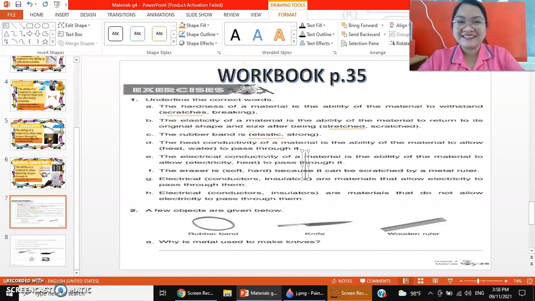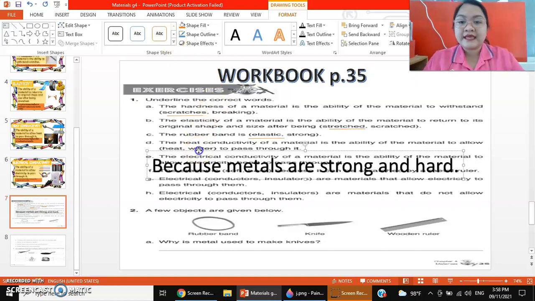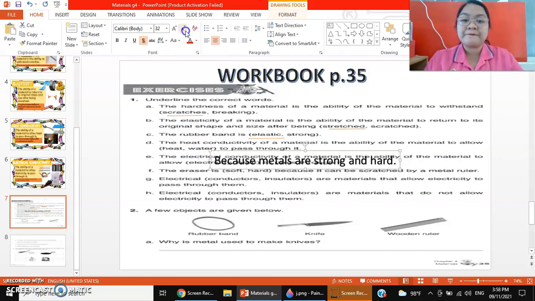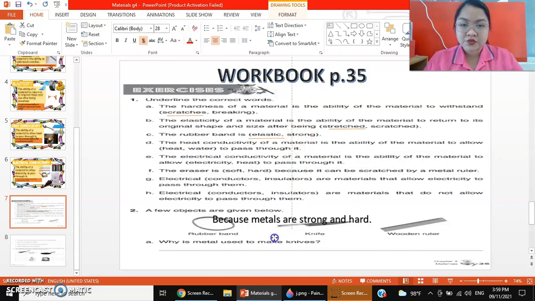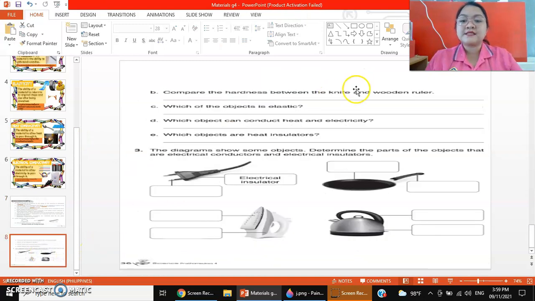5, 4, 3, 2, 1. We use metal to make knives because metals are strong and hard. Okay, again, we use metal to make knives because metals are strong and hard. Very good.